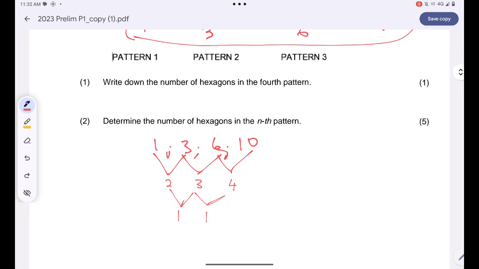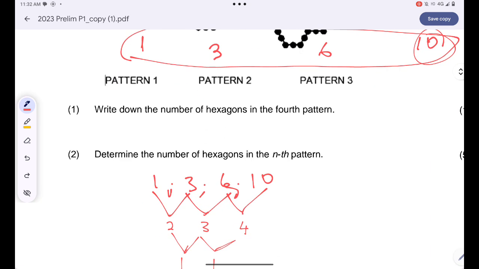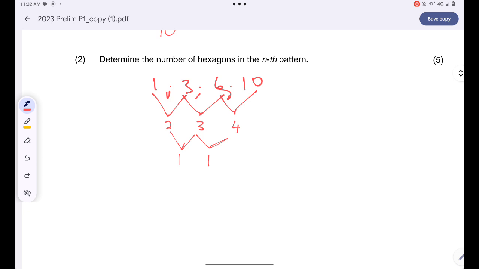First question, they want us to write down the number of hexagons in the fourth pattern. In the fourth pattern, we simply have 10 hexagons. And now they want us to determine the number of hexagons in the nth pattern. Basically, they want us to write down the nth term for this pattern of hexagons.